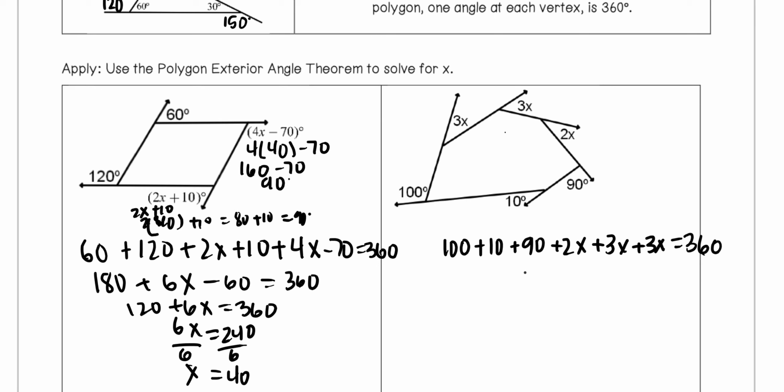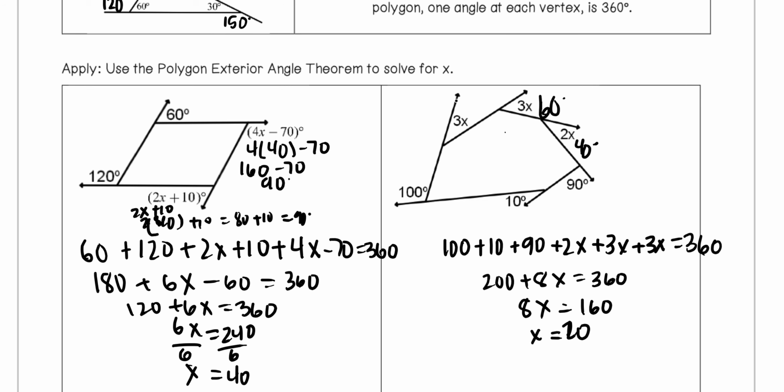100 plus 10 plus 90 is 200. 2x plus 3x plus 3x gets us 8x, and we set that equal to 360. Subtracting 200 gets us 8x equals 160. We divide by 8 on both sides, so x equals 20. If x is 20, that means this angle up here would be worth 40 degrees. This would be 60, and this one would also be 60. So we have a total sum of 360 degrees for all of our exterior angles.